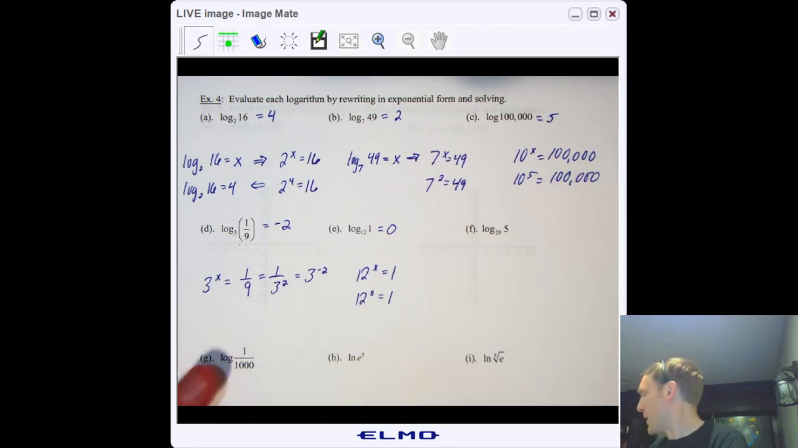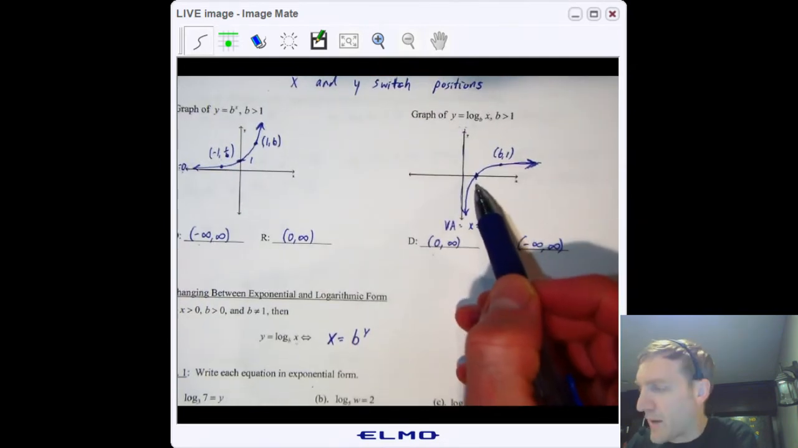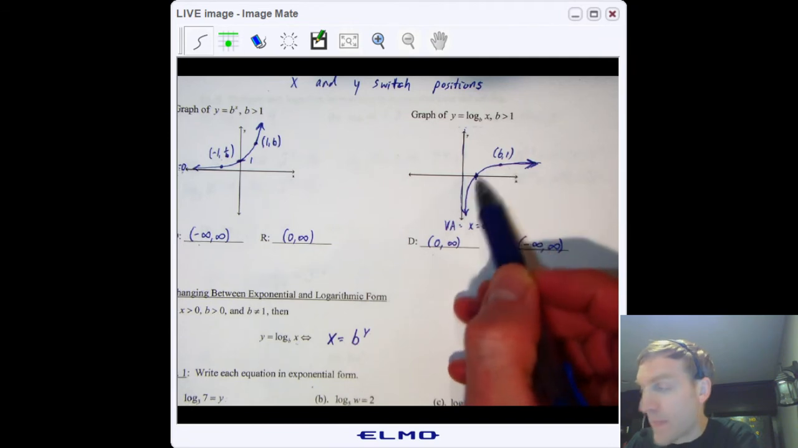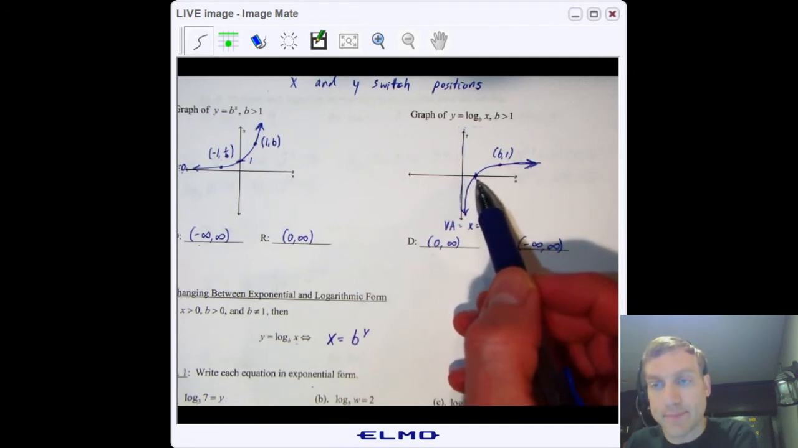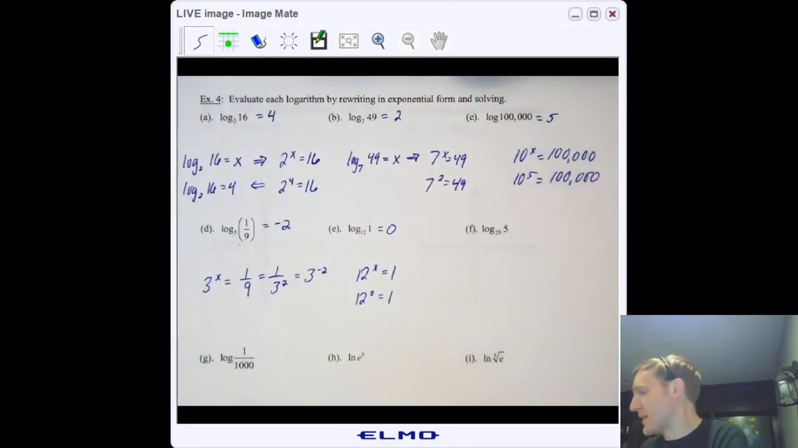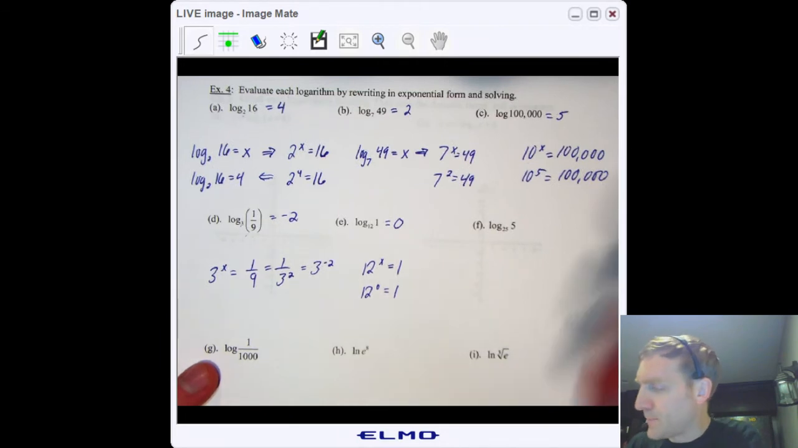And real quick, if you go back to what we did in the first video, think of the graph. What did we say about the graph? We said that the x-intercept is always 1, right? No matter what the base is, it always goes to the point (1, 0), because the log of 1 is always 0, no matter the base. So hopefully these concepts are connecting together for you now.